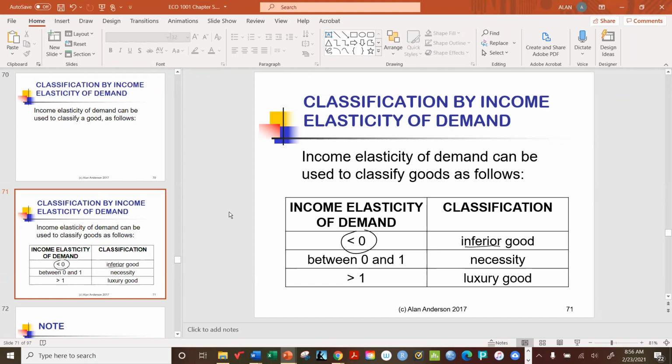Any positive number, these are both normal goods, but we're going to further subdivide them into two categories. Between 0 and 1, we're going to call that a necessity. And greater than 1, we're going to define that as a luxury good. Now, this is a bit of an arbitrary cutoff point. Necessity means things that you normally buy on a regular basis anyway, like food and clothes and things like that. Whereas a luxury good would be things that you might only buy if things are going well for you, like an expensive vacation, for example.